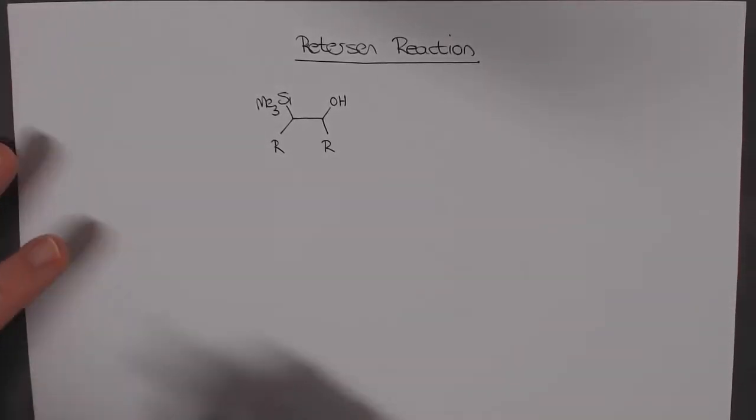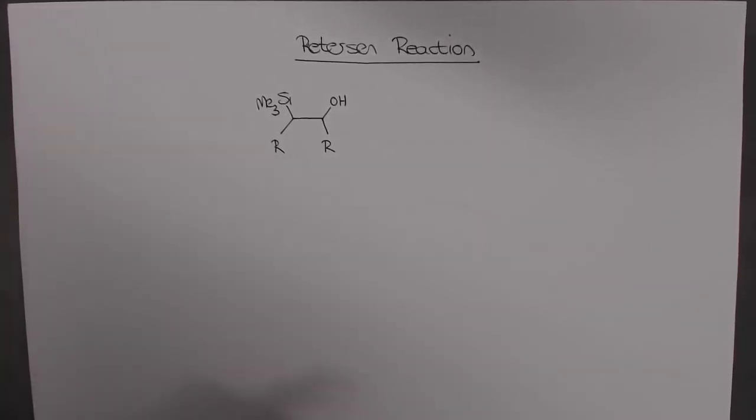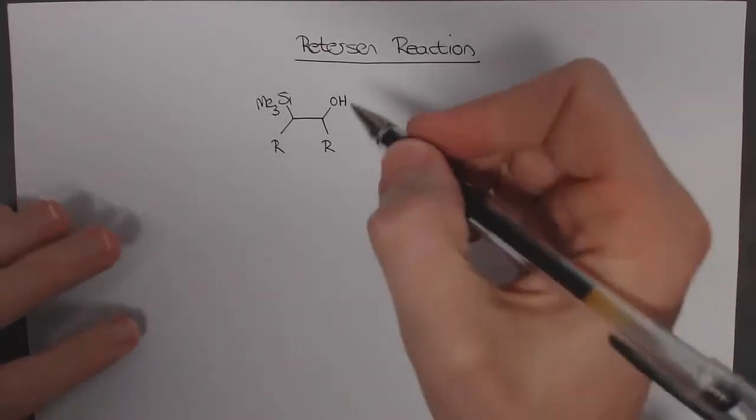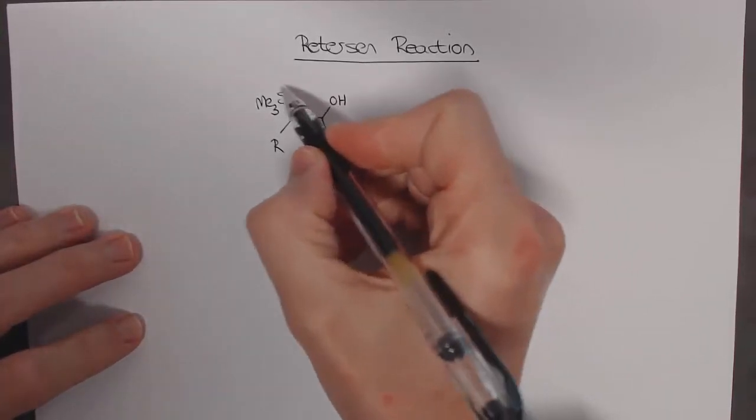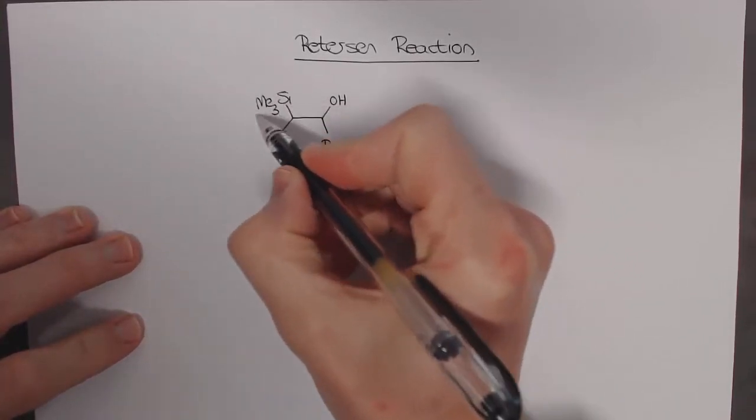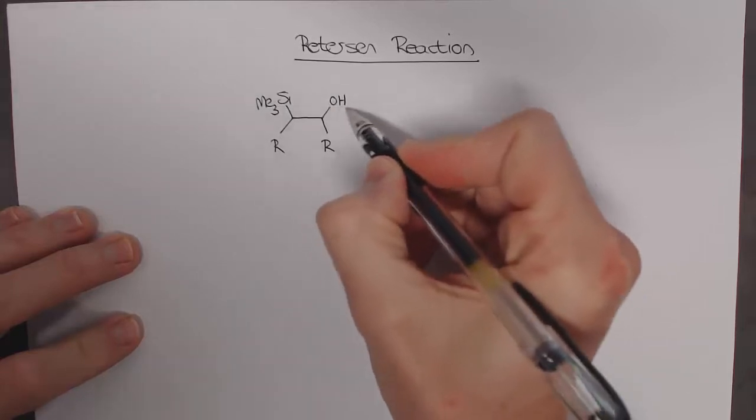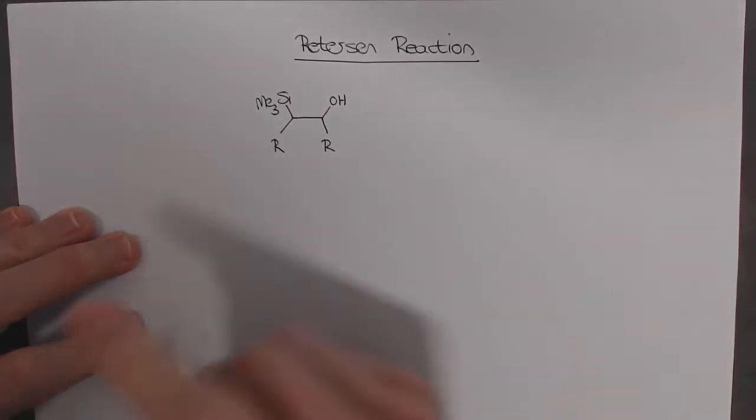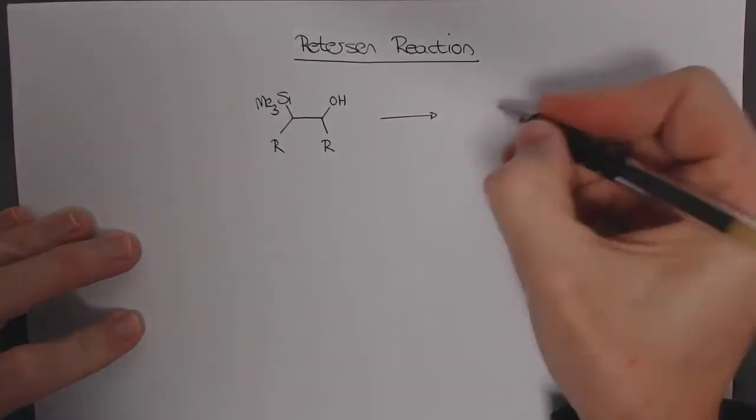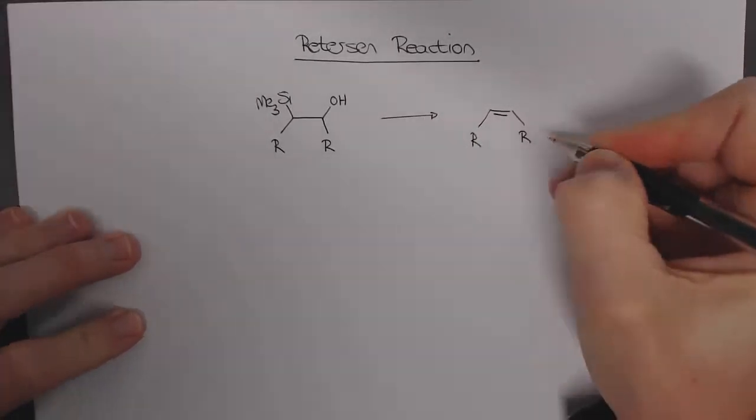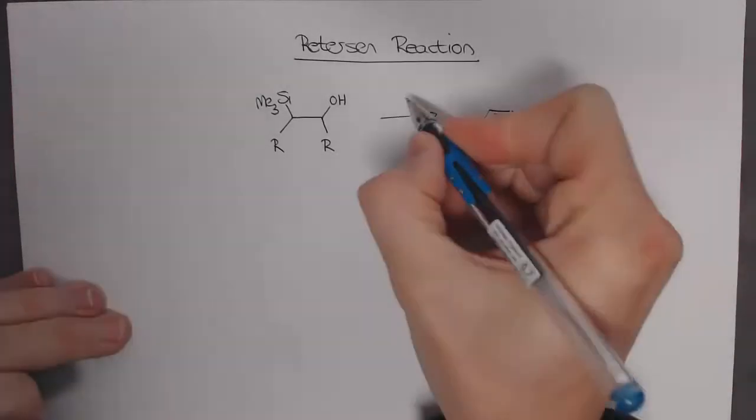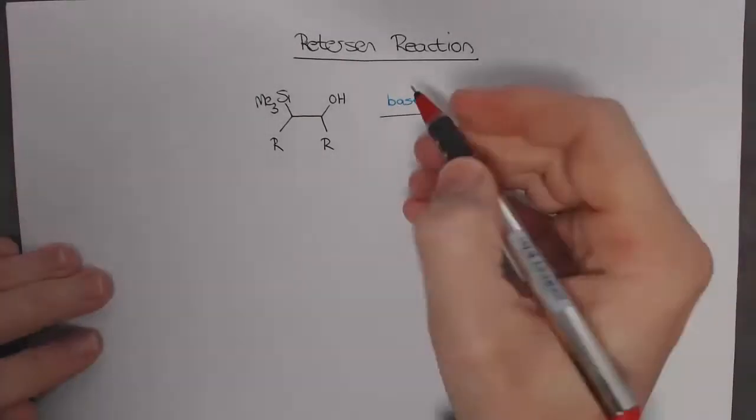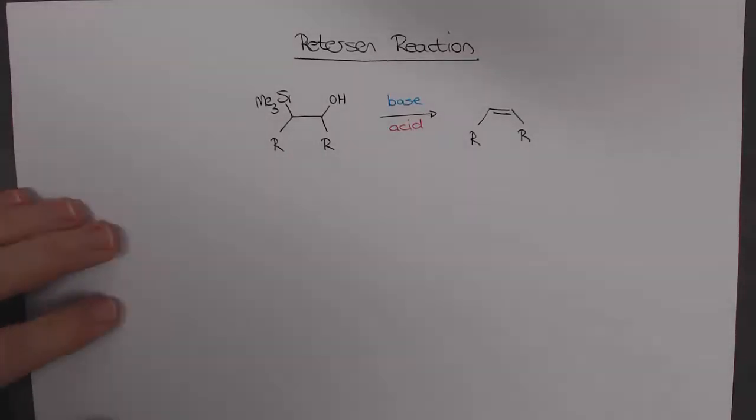Okay, so today we're going to be looking at the Peterson reaction. It is a reaction which is useful in forming carbon-carbon double bonds. Conceptually, it is just the elimination of a silane, trimethylsilane, and an alcohol that are next door to each other in a molecule. And we can do this using either acid or base, and we will get a carbon-carbon double bond that would look something like this.